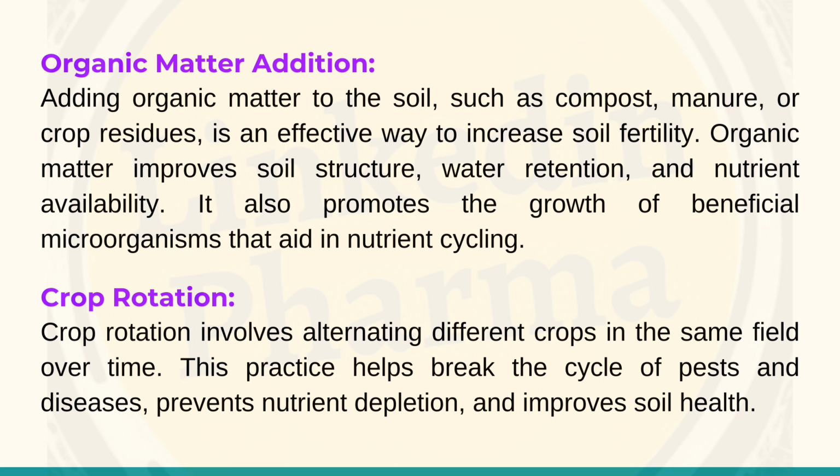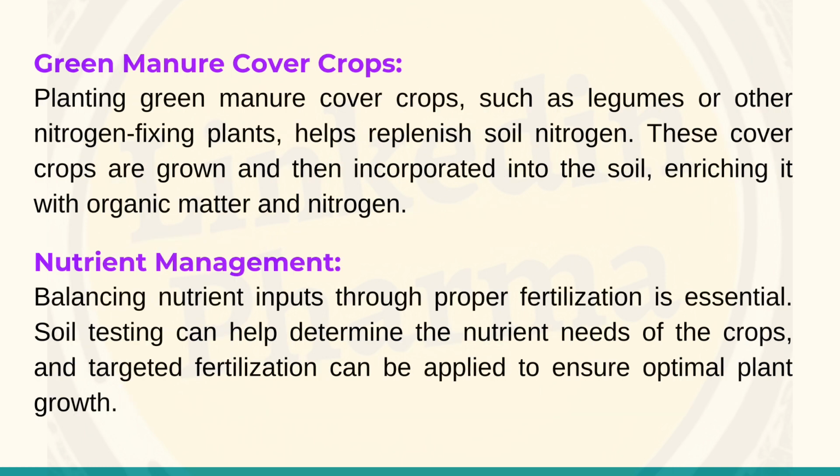Crop rotation. Crop rotation involves alternating different crops in the same field over time. This practice helps break the cycle of pests and diseases, prevents nutrient depletion, and improves soil health. Green manure cover crops. Planting green manure cover crops, such as legumes or other nitrogen-fixing plants, helps replenish soil nitrogen. These cover crops are grown and then incorporated into the soil, enriching it with organic matter and nitrogen.